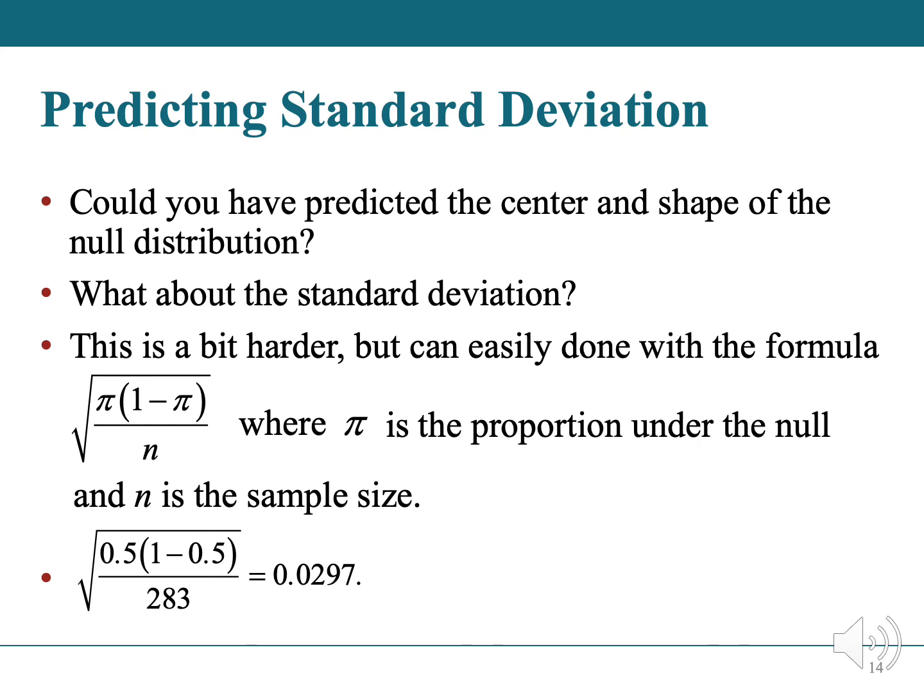Okay, so could we have predicted the center and the shape of the null distribution? Well, with the number of samples we had, we could. And the standard deviation? Well, the standard deviation we can calculate, and we'll have ways to calculate that as the course goes on, but the formula that we would use for the standard deviation in this case is that we would take the square root of the parameter pi times 1 minus pi over n, where n is the number of samples you have and pi is the proportion.